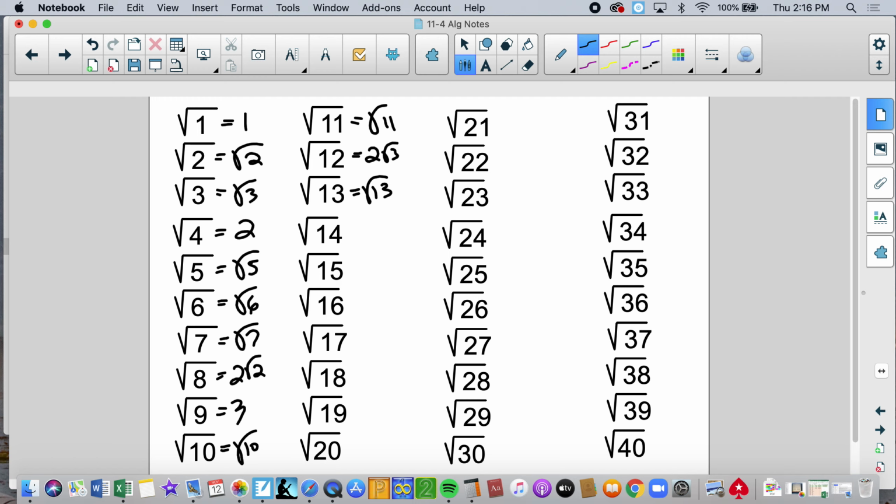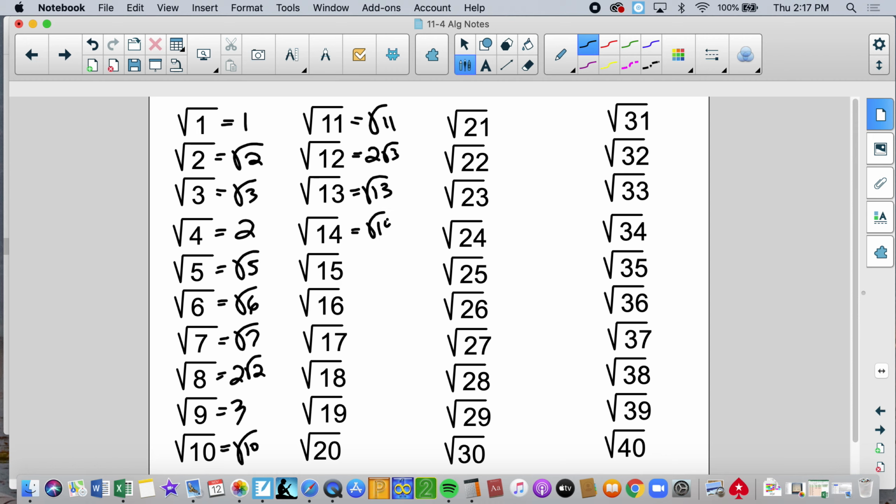You'll notice that any prime number will not be able to be simplified outside of 1. 1 is actually not even prime, sorry. 2 is the first prime number. 2, 3, 5, 7, 11, 13, 17, 19, 23. So any prime number is going to stay as a radical, cannot be simplified.